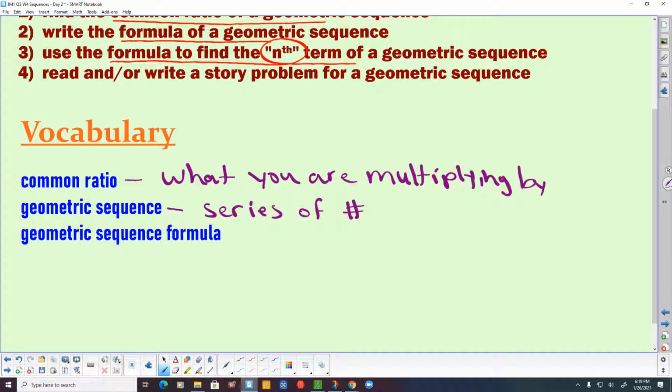For example, I'll give you a simple one. 2 times 3 is 6. 6 times 3 is 18. 18 times 3 is 54. 54 times 3, 162, something like that. Anyway, it goes on forever. You just keep multiplying by 3 to get the next one. A geometric sequence formula, we will cover on page 3.